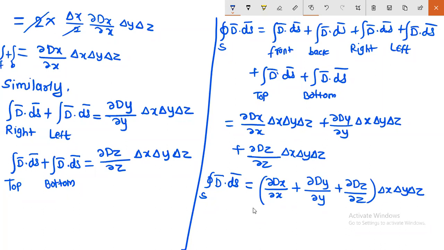So this is equal to again ∂Dx/∂x plus ∂Dy/∂y plus ∂Dz/∂z into this term, which is nothing but volume. Okay, because we are taking this dx dy and dz is the volume of that rectangle, so we can write this as delta v here.